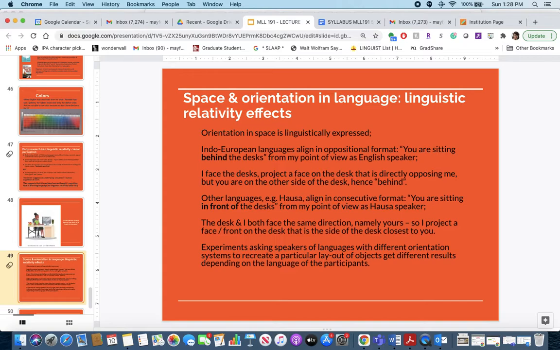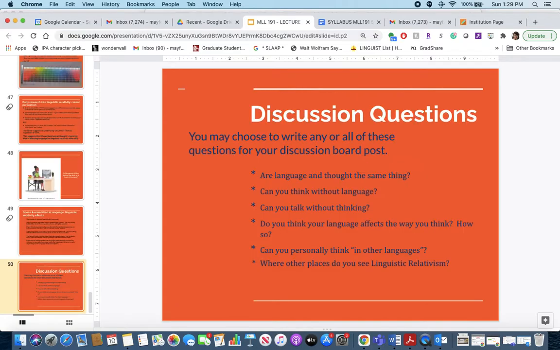So they do experiments in which they ask people, based on your language, what are the ways in which you see space? How do you see orientation? How do you see time? And it could be different, but again, as we've seen before, it's not necessarily deterministic, and it's not necessarily something that you can't understand, right?